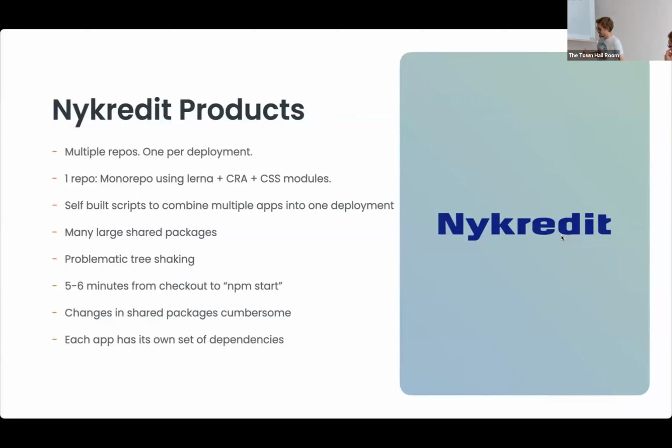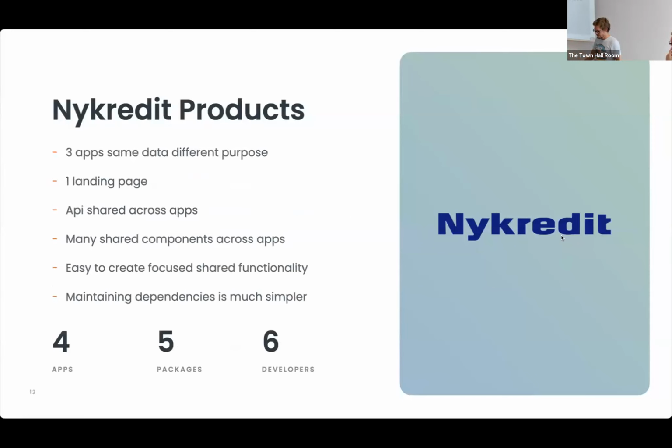And then furthermore, each app had its own set of dependencies, which meant you could be running one version of React in one and another version in another, and it was basically a nightmare. So like I said, they ended up with 3 apps with different data, basically using the data for different purposes, and then a landing page. Then they had some API that was shared across all the apps, and a lot of shared components.